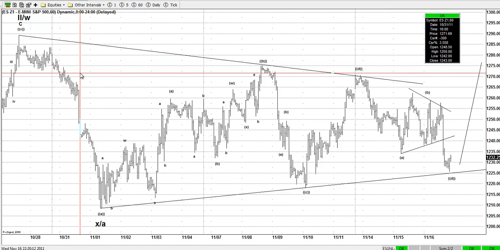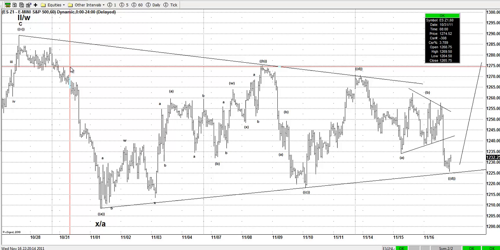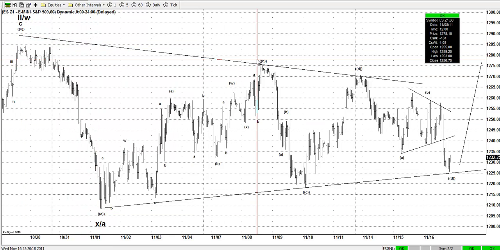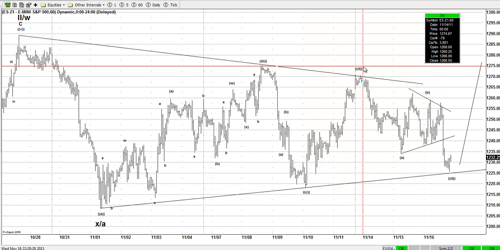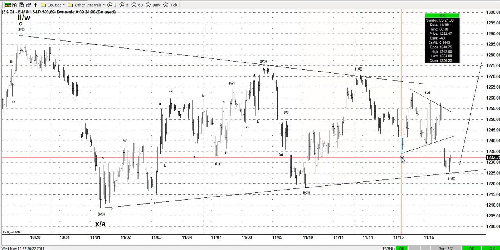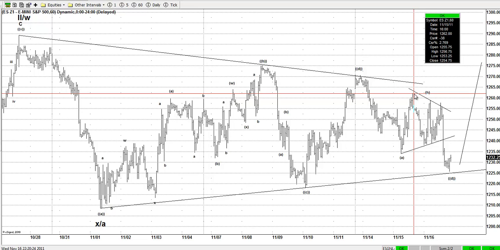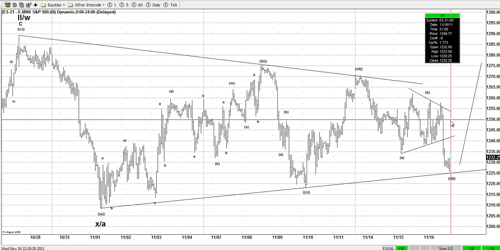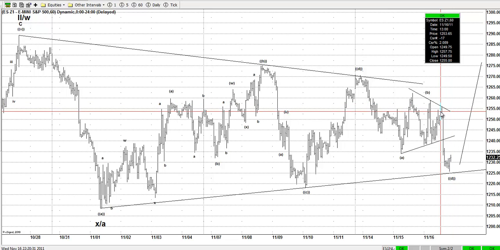Now, we have a semi-bullish scenario. What is the semi-bullish scenario? That we have A, and then we have A, B, C, D, E, and then it's going to start going lower. Now, a print above this level, which is 1249, should be enough to invalidate the bearish triangle.